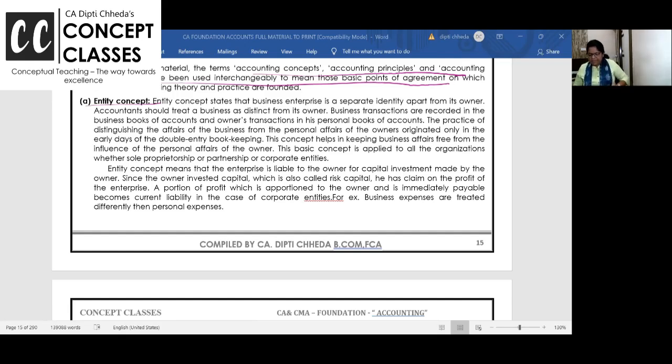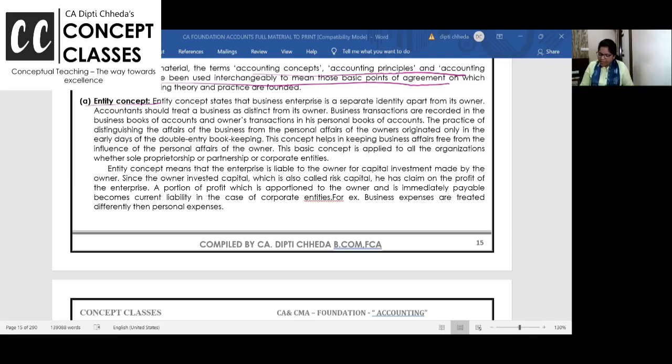Are you able to see the screen? I'll discuss all this homework. First, let's read this. First concept we are doing is business entity concept. Write down in your running notebook. Business entity concept. I hope all of you know what is the meaning of an entity. An organization, proprietorship, partnership, HUF, company, LLP, anything. So they say business entity is separate and the owner is separate.